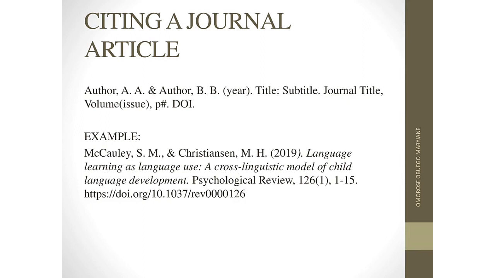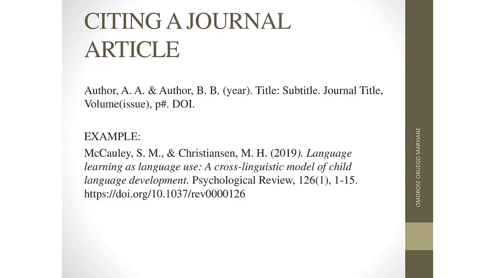Then for journals, after the title, put the journal title. There's always a journal title. After the journal title, followed by the volume, then followed by the page number and the DOI. So let's look at the example we have here.